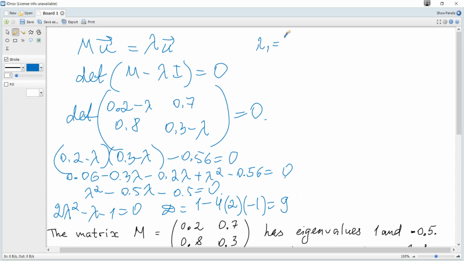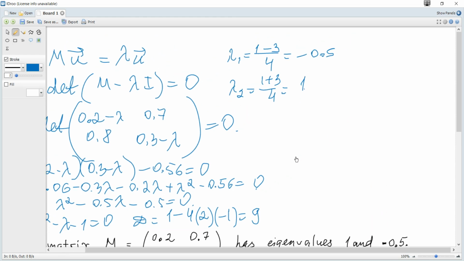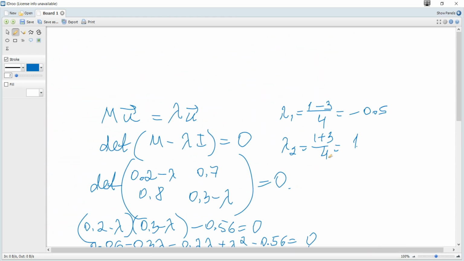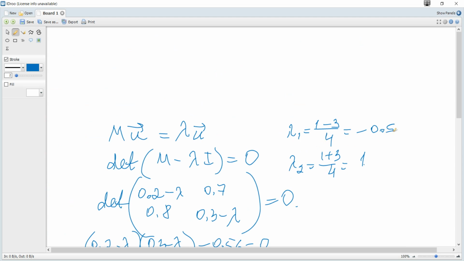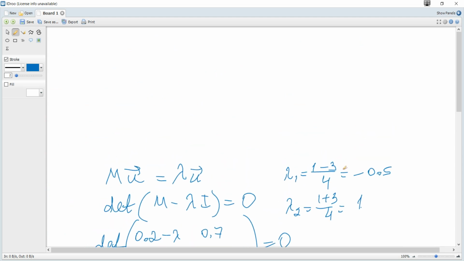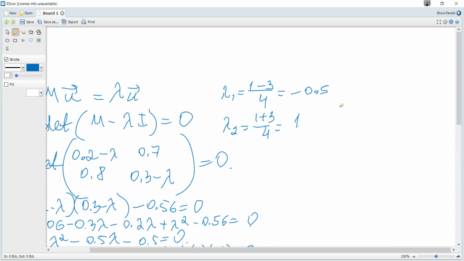It's 1 minus root d minus 3 over 2a, 4. So you can see it's negative 0.5, this value. And lambda 2 is 1 plus 3 over 4, it's 1, this value. And to find the corresponding eigenvectors, let's consider this eigenvalue.